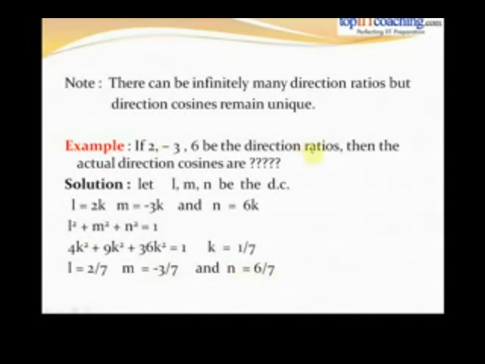So thus we can say that if A, B, C are the direction ratios, then the direction cosines would be A by under root of A square plus B square plus C square, B by under root of A square plus B square plus C square, and C by under root of A square plus B square plus C square. So simply using this formula we can get the direction cosines given the direction ratios.